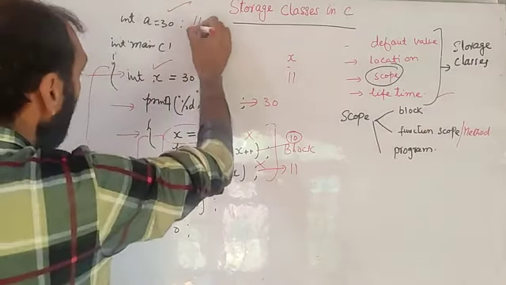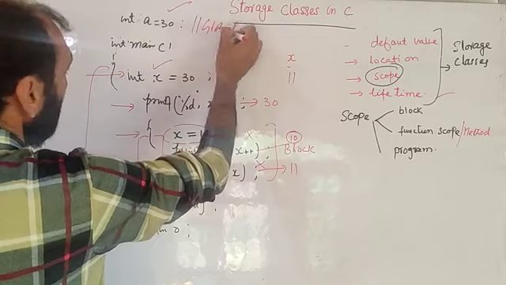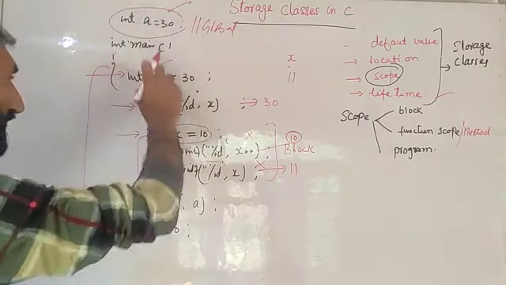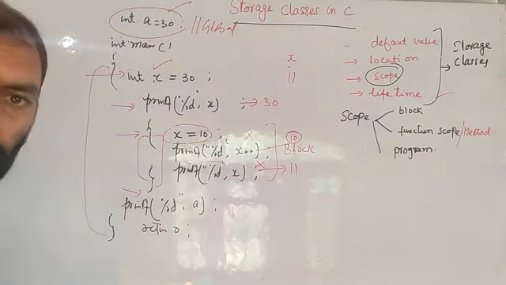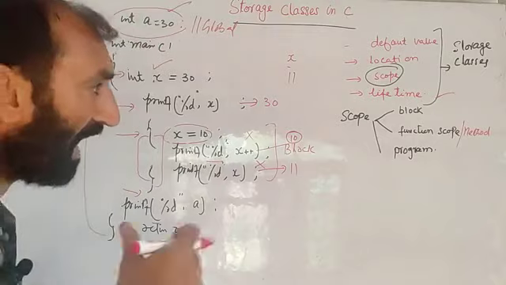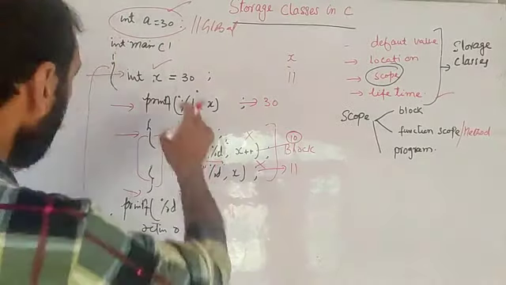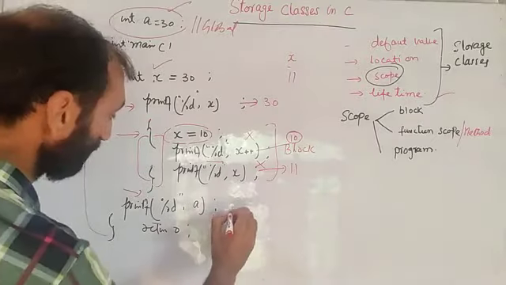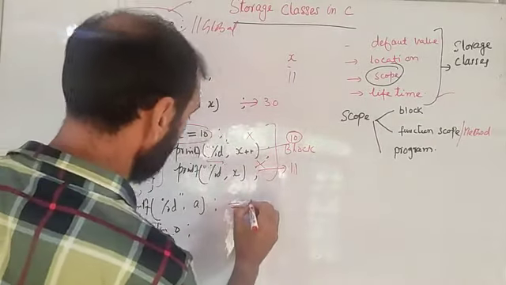That means this is called a global declaration. The scope of this variable a is throughout the program. This a will remain live until the end of the execution of the program. So it will simply print this 30.